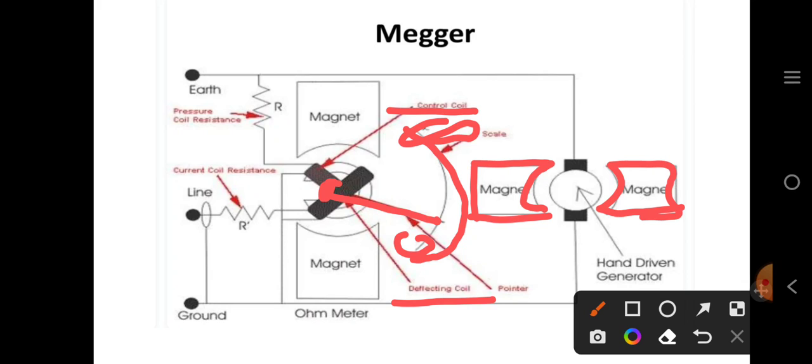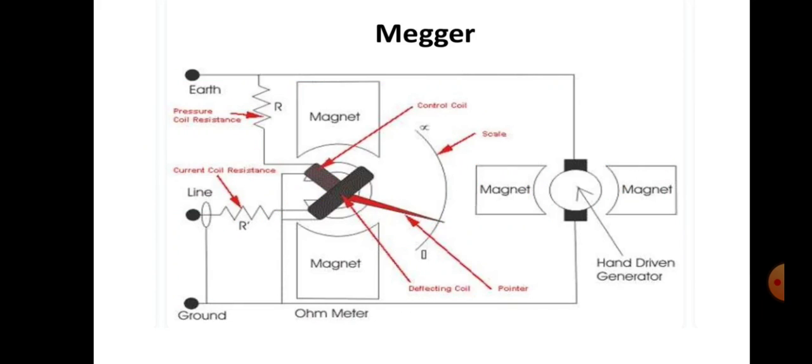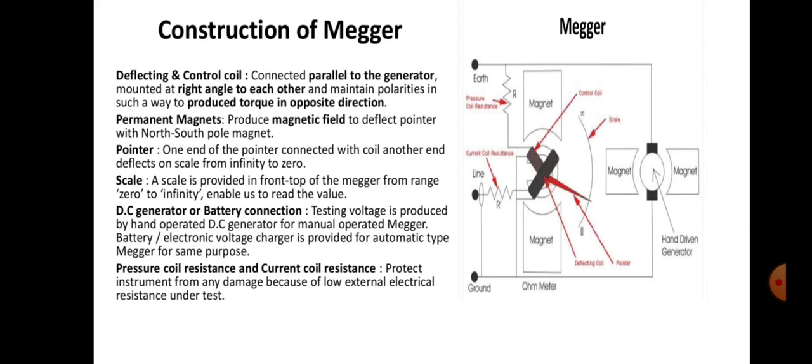If the megger is a manual megger, then a hand driven generator is used. Here you can see three points attached: the earth, line and guard. The current coil resistance is connected to the line, and one pressure coil resistance is connected to the earth point. These resistances are used to avoid damage to the device. Okay, so this is about the construction of the megger. Now we will see the working of the megger.